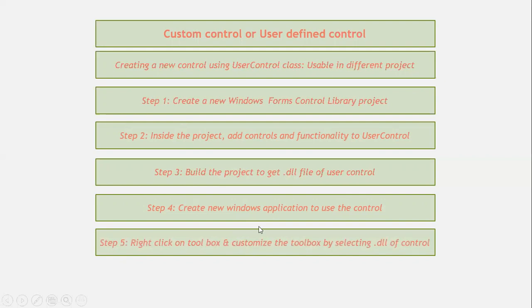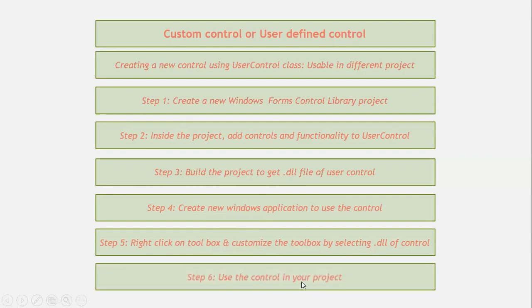When you import that file, you will see it in the toolbox. To import the control into the toolbox of a new Windows application, you right click on the toolbox, choose customize the toolbox, and select the .dll of the control. Then use the control in your project as you normally use other controls. So this is the concept of user controls.